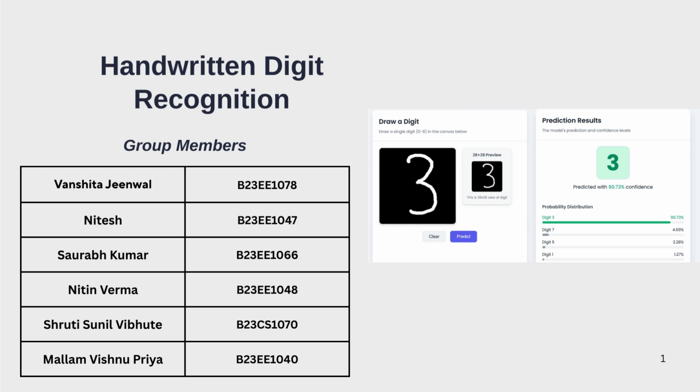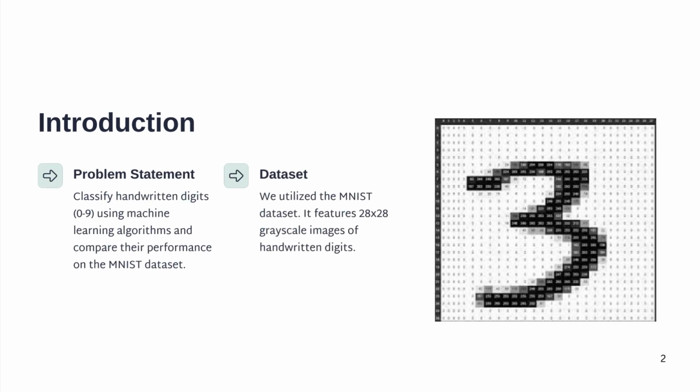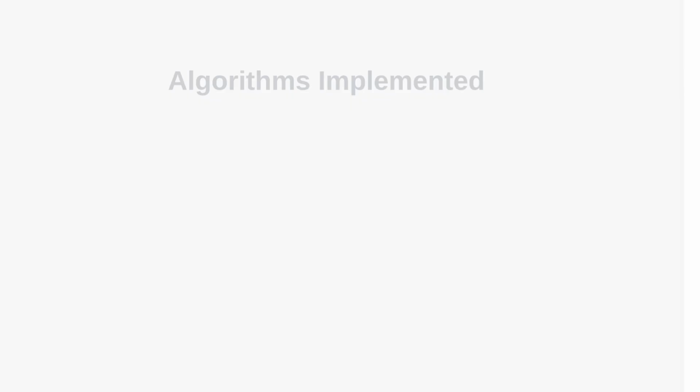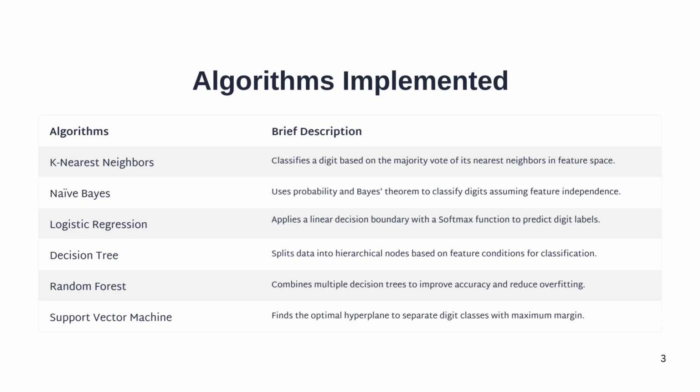For this project, we use the MNIST dataset, which contains 17,000 grayscale images of handwritten digits. Out of these, 60k images are used for training and 10k digits are used for testing. Each image is 28 by 28 pixels in size. In our project, we implemented 6 different algorithms and compared their accuracy to determine the most suitable one for digit classification.